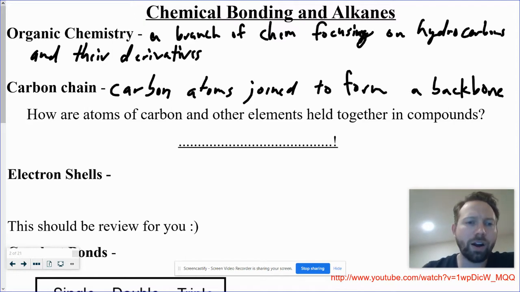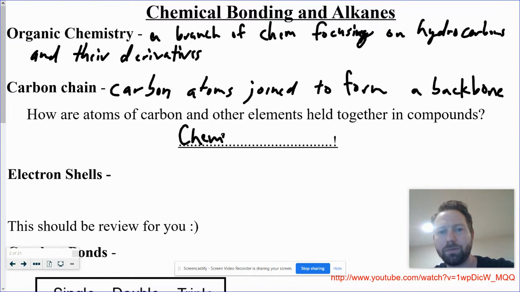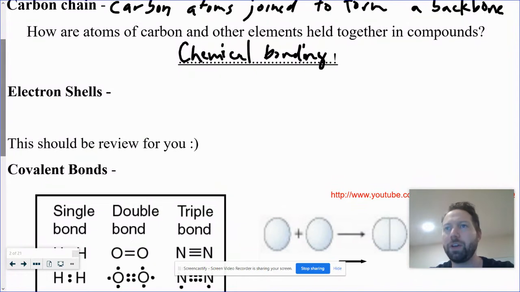So how are atoms of carbon and other elements held together in these compounds? Well, this is particularly chemical bonding. Now, the question is, do you remember what kind of bonding we're talking about with carbons? Well, when we're talking about bonding anything, we have to look at the electrons. The electrons are the ones that are going to be shared or taken, and so we have to know a little bit about the element and how many electrons it has, and therefore how many it needs to fill its outer electron shell, or its valence shell.